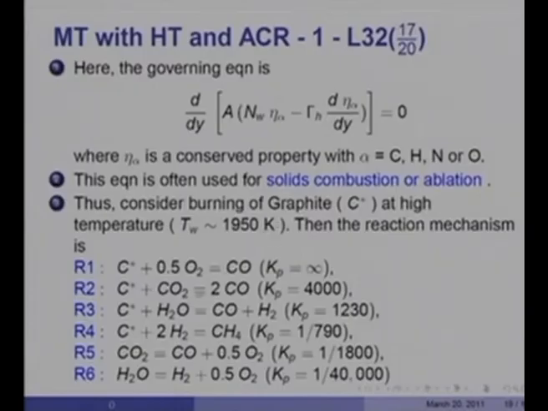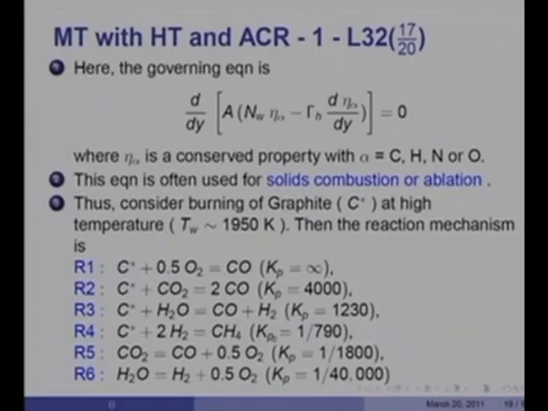Then there are several reactions taking place. The first four reactions take place at the surface of the graphite: C star plus half O2 equal to CO, whose equilibrium constant is infinity; C star plus CO2 gives 2 CO, whose Kp is 4000; C star plus H2O equal to CO plus H2, 1230; and C star plus 2H2 equal to CH4, 1 by 790. CO thus generated, and hydrogen and CH4, would then burn in the gas phase.